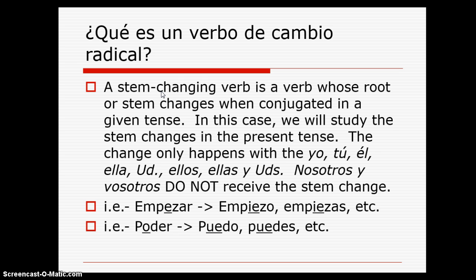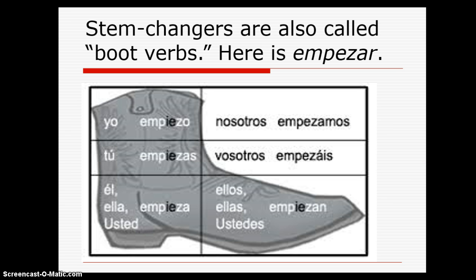If you'll recall, empezar means to begin, and poder means, why don't you write it down? Because you should know. If you don't, that's something you're going to want to review.